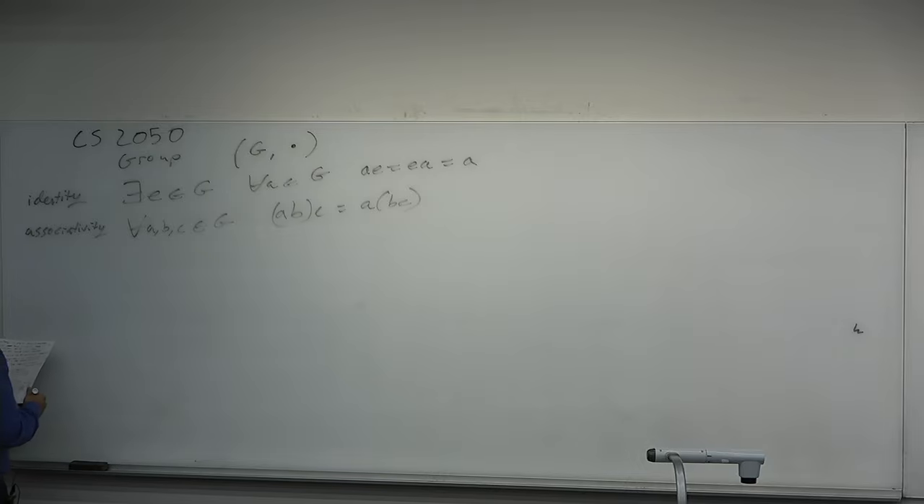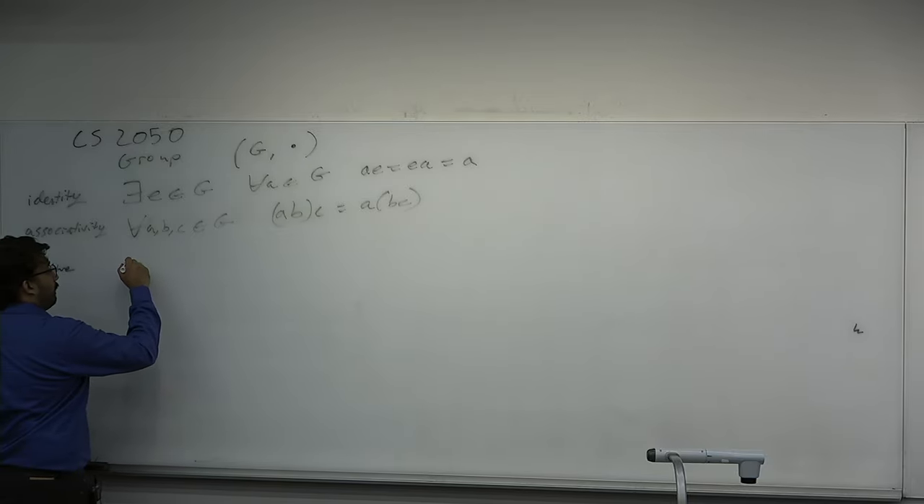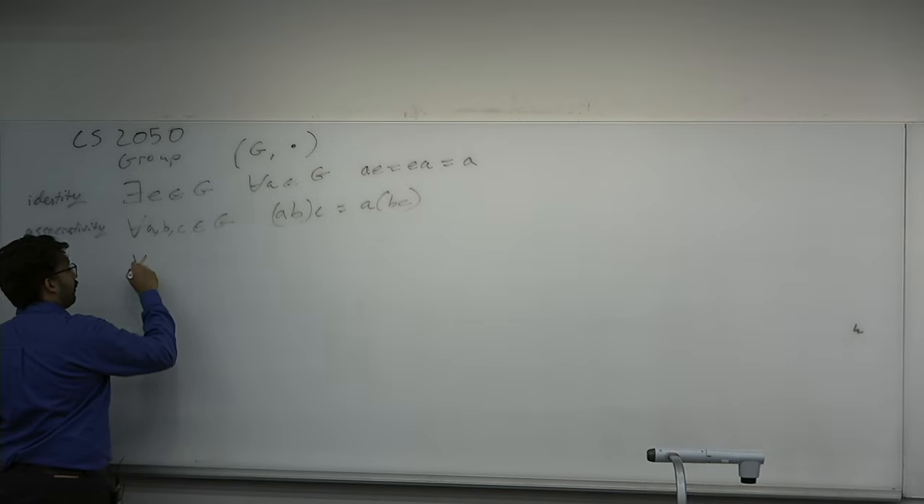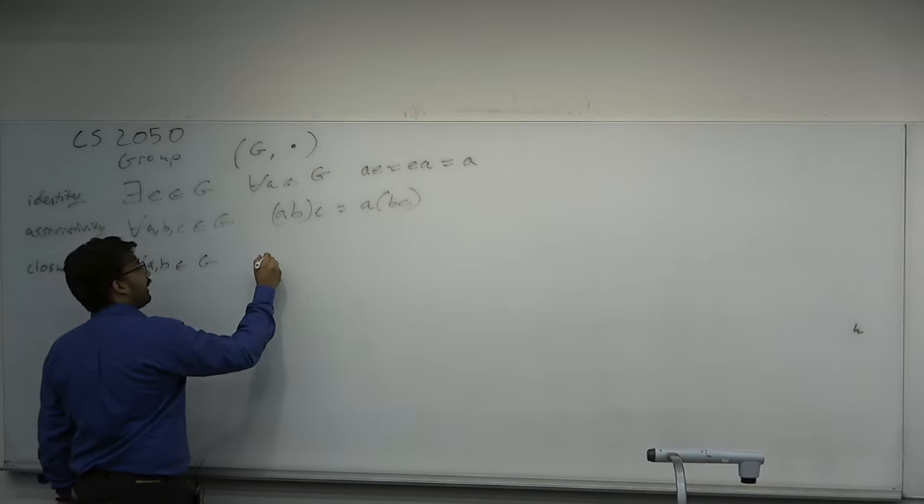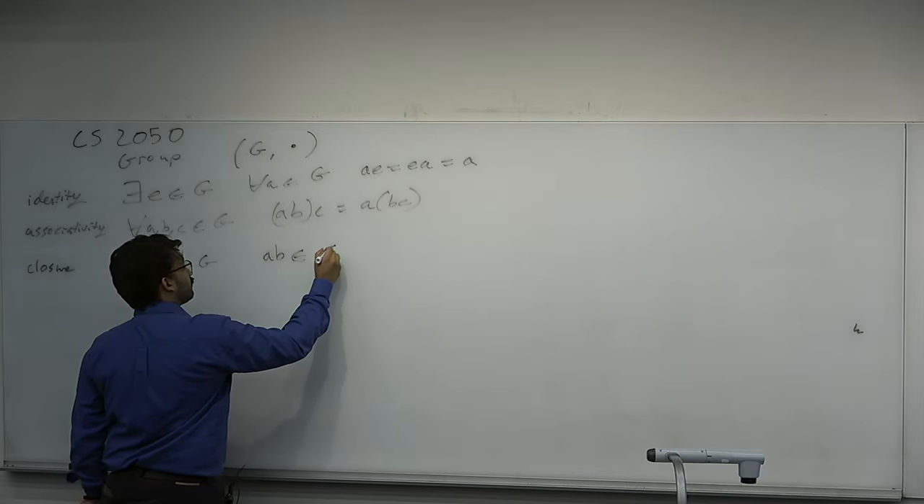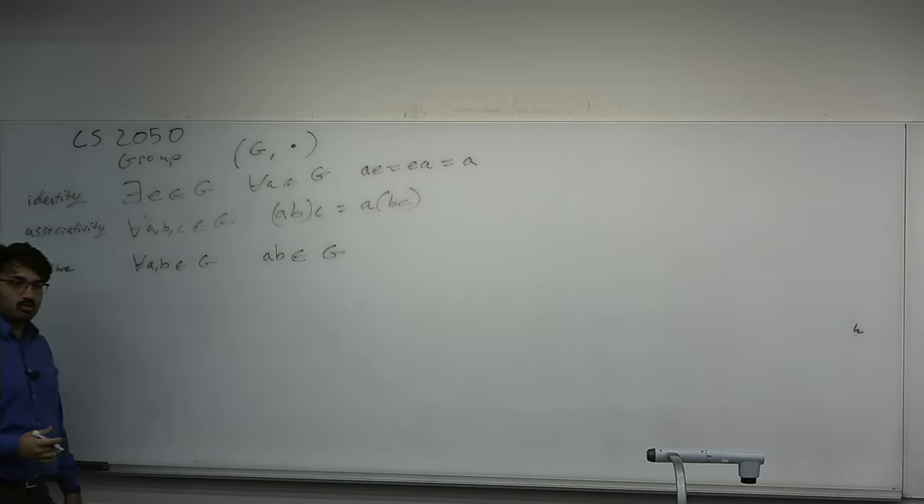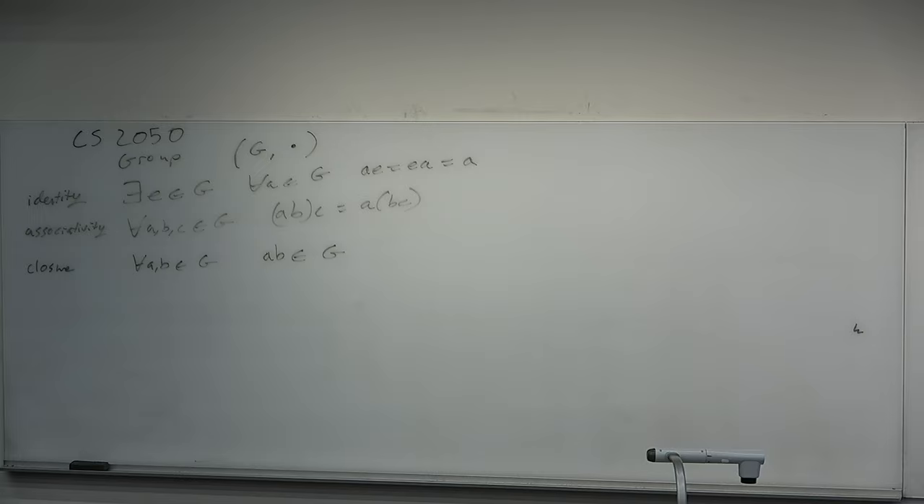We have closure. Basically, it says that if you perform an operation within the group, you stay within the group. That's all it means. For all A, B in G, AB is an element of G. You take two elements of the group, you perform the operation, you remain in the group.